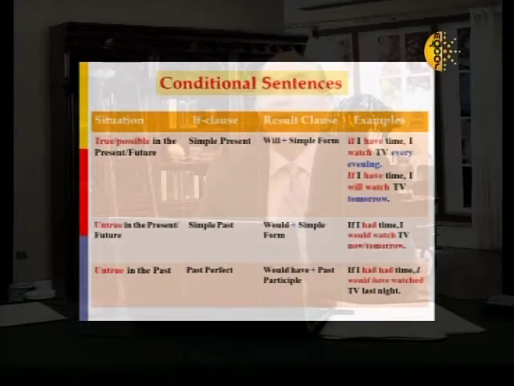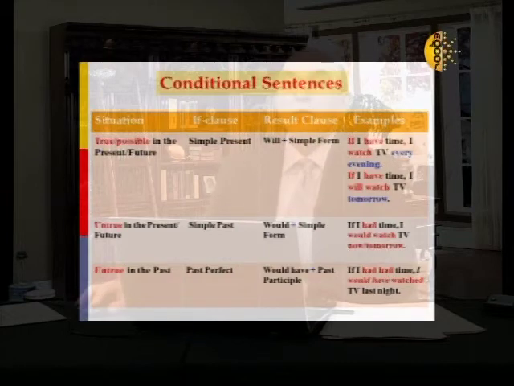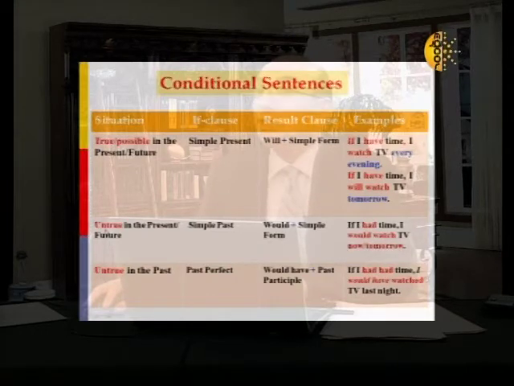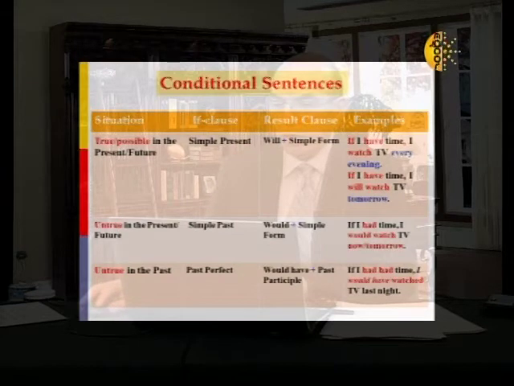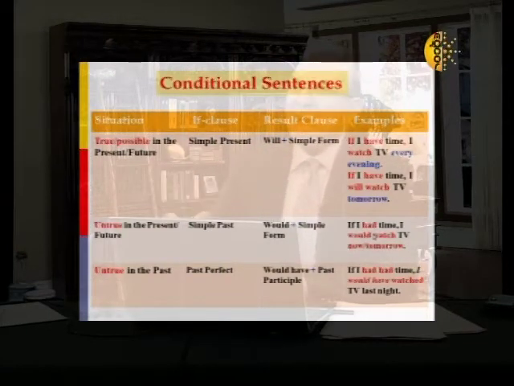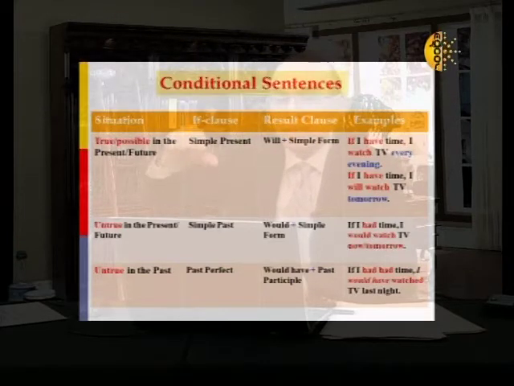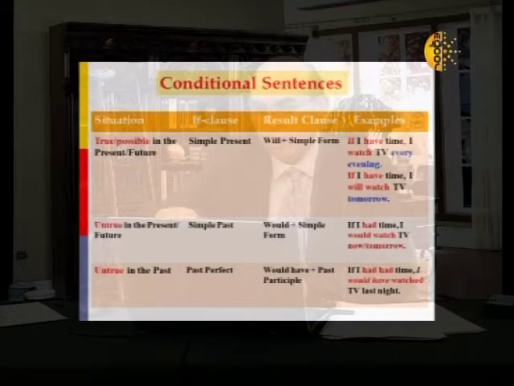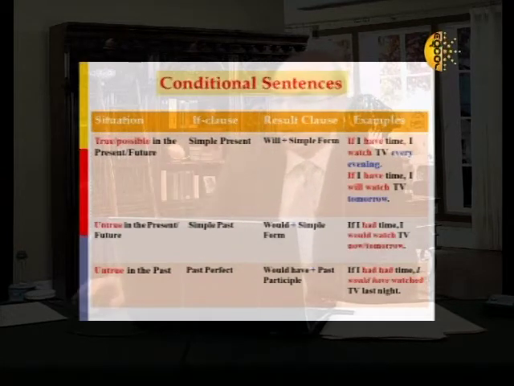So that's possible. Now, with the possible, it's not confusing. When it is impossible, it becomes a little bit confusing. Why? Because we change the tense. So if the situation is untrue or impossible in the present time or in the future time, you use past tense instead of present or future, and you use would, not will, plus the verb simple form. For example, if I had time. See, when we say had, usually people think of past. But with the if clause, had means now. So the time goes one step into the past. So if I had time now, I would watch TV. If I had time now, I would go shopping.